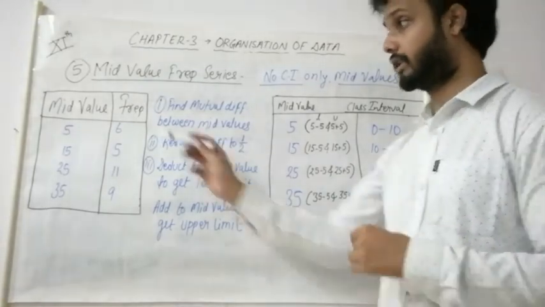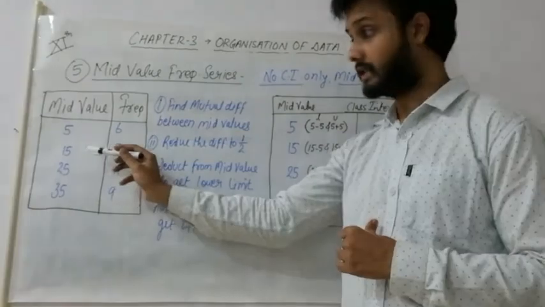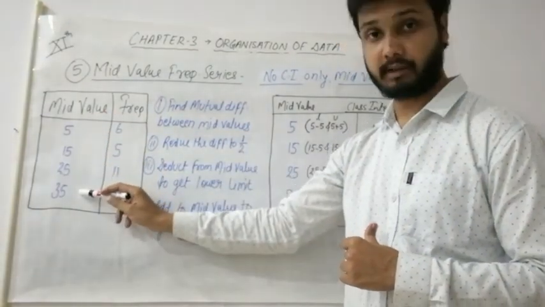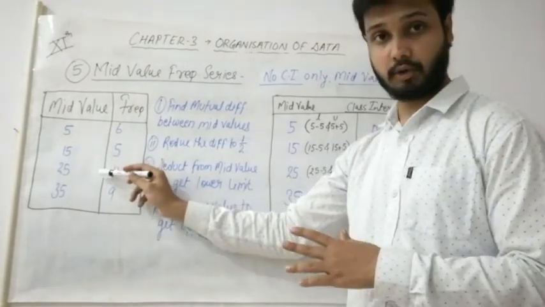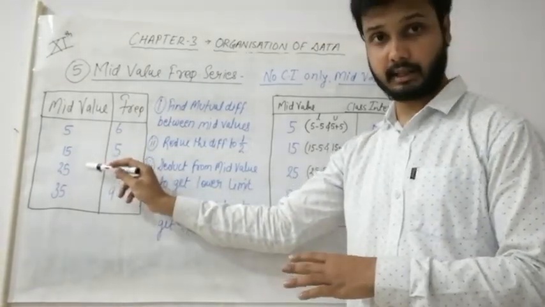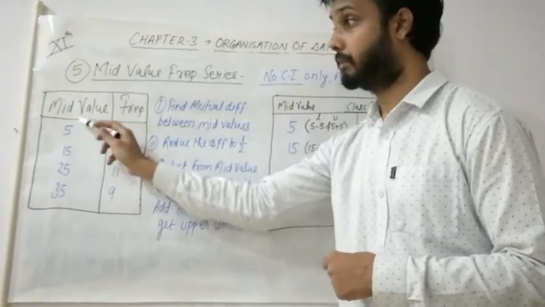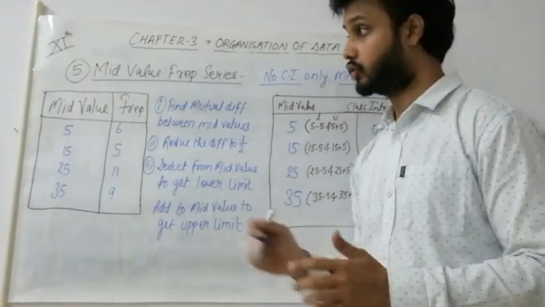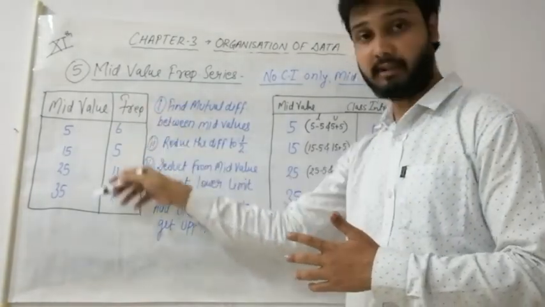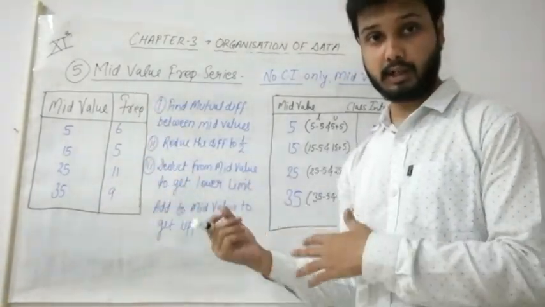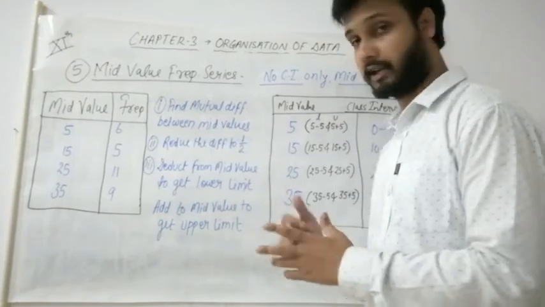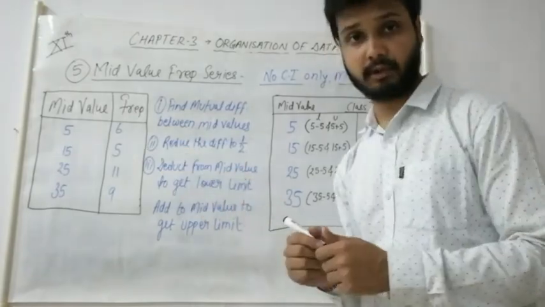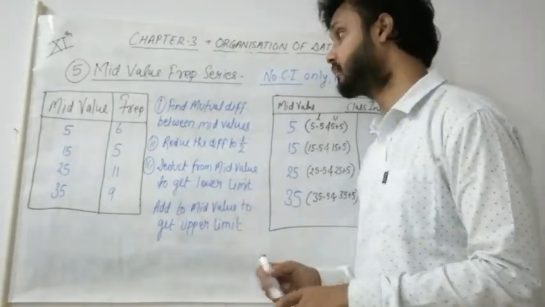For example, we have taken here data where the mid-values are given as 5, 15, 25, 35. These are not the exact values. Neither is any class interval given here. But mid-values are given, and their frequencies are given. So in this type of question, we will need to convert this into a simple frequency form, or class interval form. Let's see what steps we will follow.